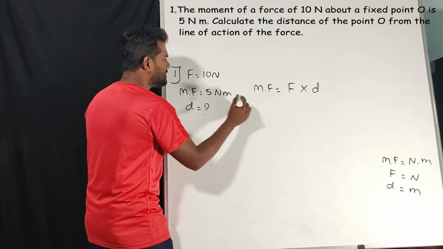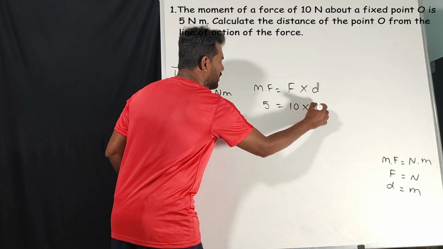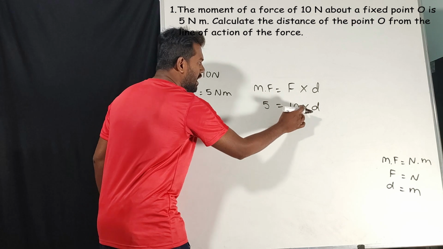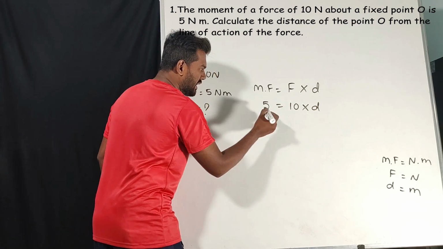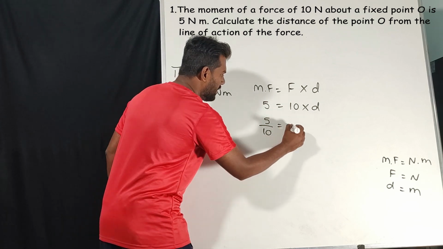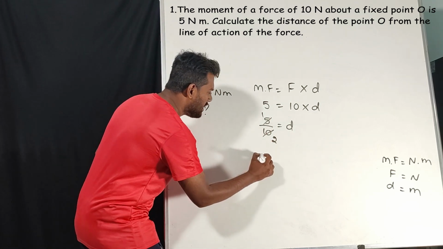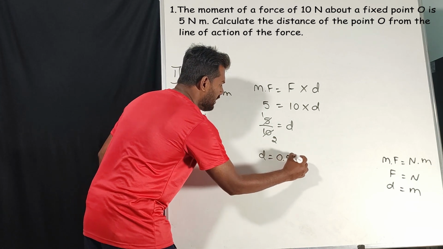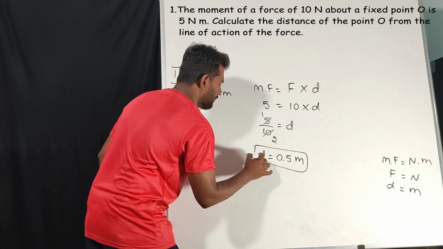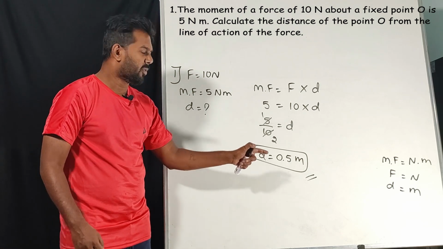Moment of force, it is 5 Newton meter. Then force, it is 10 Newton. We don't know the value of D. Keep it like that. If you want to send this 10 to this side, it becomes the denominator. So 5 ones are 5, 5 twos are 10, so it is 1 by 2, which is nothing but 0.5 meter. That's it. So the perpendicular distance required for this question is 0.5 meter.